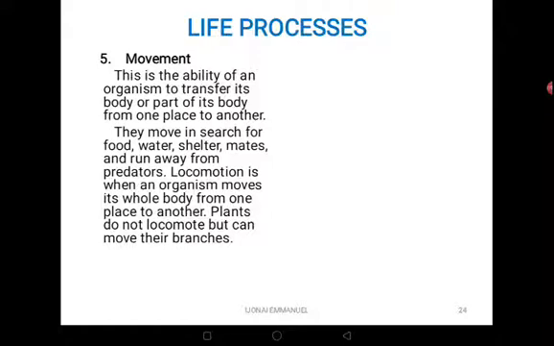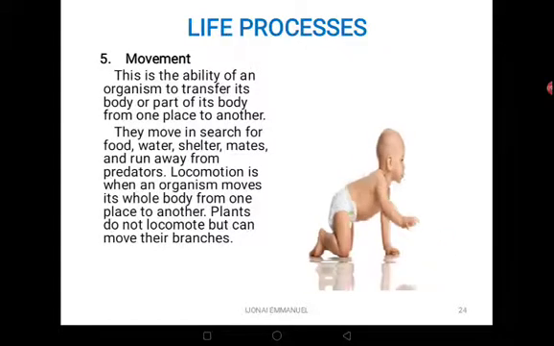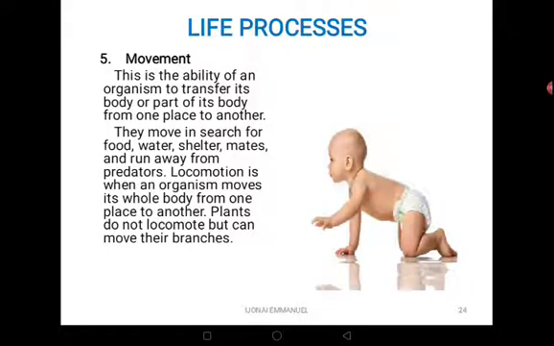But they can move. They can move their branches from one point to another. Yes, when the whole plant is in a fixed position, the branches can move. For example, when wind blows, the branches can move. So that one is movement. So I hope we can differentiate now between movement and locomotion. So what is uniform for all living organisms is movement. All living organisms move, but some of them do not locomote.